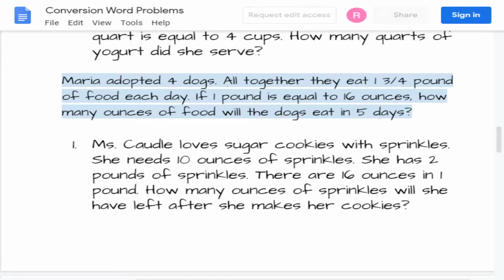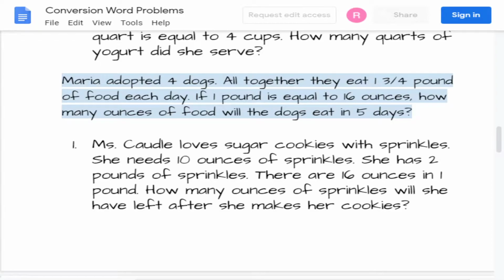Maria adopted 4 dogs. Altogether, they eat 1 3/4 pounds of food each day. If 1 pound is equal to 16 ounces, how many ounces of food will the dogs eat in 5 days?